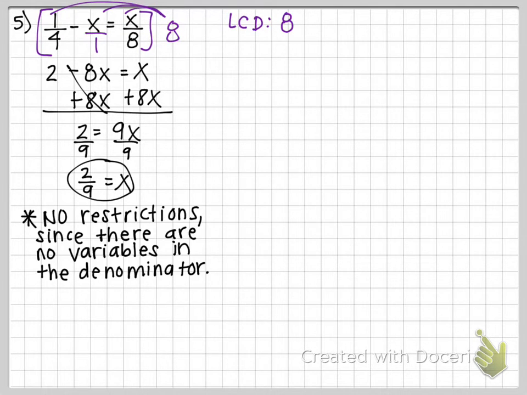We don't have any restrictions here since there are no variables in the denominator. So notice none of these denominators here, 4, 1, and 8, they don't have any variables. So we don't have to worry about restrictions. There's nothing that x cannot be, right? Because we're not going to plug anything into the denominator. There's no variables down there.